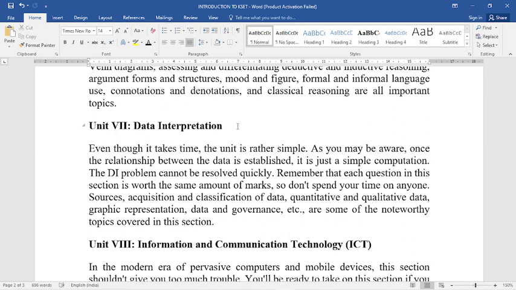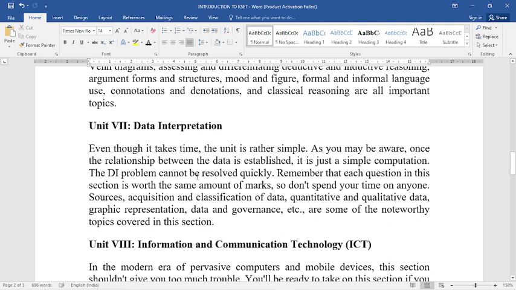And they will ask some questions like percentage, profit and loss, and whatever. So even though it takes time, the unit is rather simple, very simple. As you may be aware, once the relationship between the data is established, it is just a simple computation.